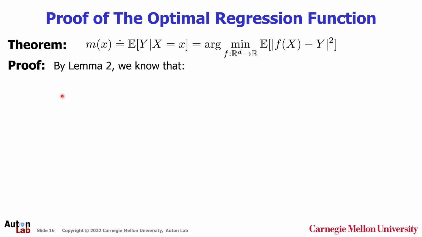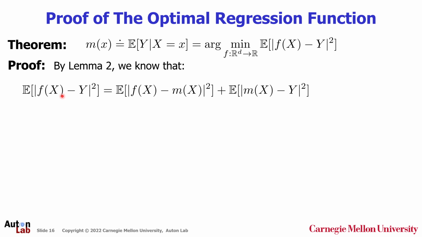By lemma 2, we already know that the risk function can be decomposed as a sum of two terms, the expected value of f(X) minus m(X) squared plus the expected value of m(X) minus Y squared. We need to minimize this expression in f. Since the second term doesn't depend on f, this whole expression will be minimum when f(x) equals m(x). Since m(x) is just the expected value of Y given X, this completes the proof.